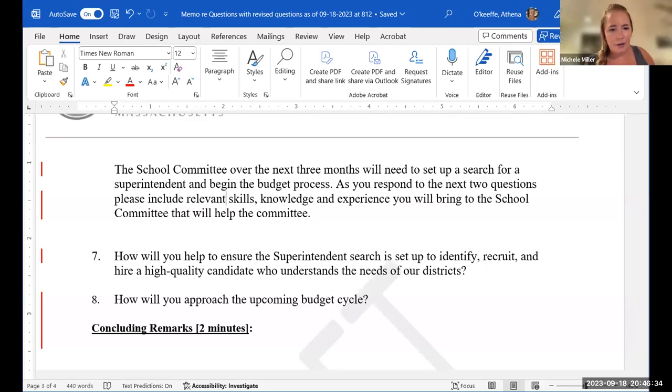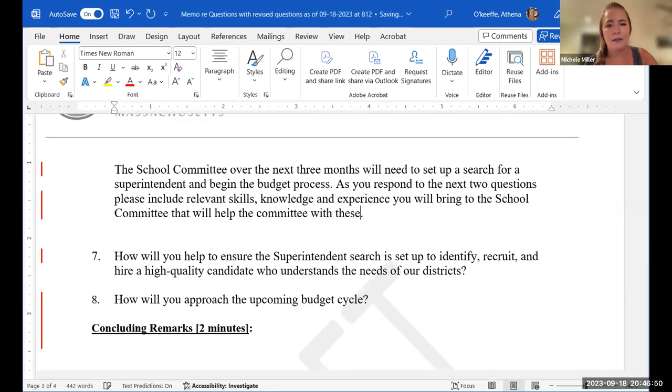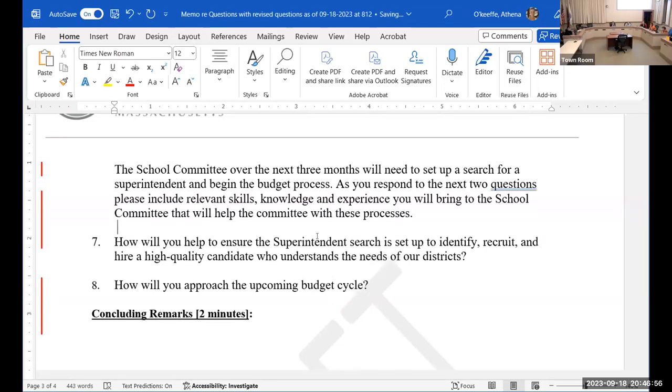This is really minor. In the beginning paragraph, in that second sentence, "to the school committee that will help the committee in this process," or "with this process," because you start by saying that it's with these processes. Yeah, exactly. Okay. Thank you. Okay. These are the questions.